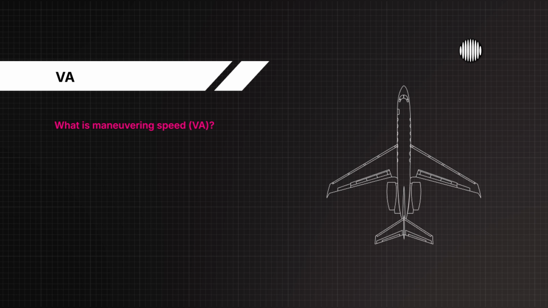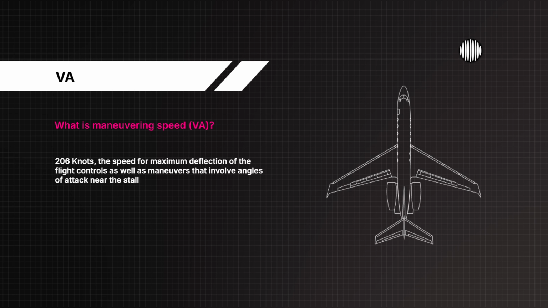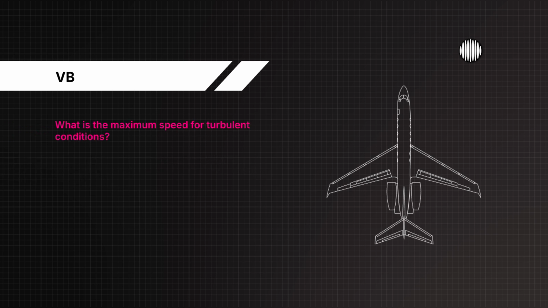What is maneuvering speed, VA? 206 knots. The speed for maximum deflection of the flight controls, as well as maneuvers that involve angles of attack near the stall. What is the maximum speed for turbulent conditions? 270 knots or 0.75 Mach. What are the minimum control speeds, air and ground? Air 104 knots, ground 111 knots.